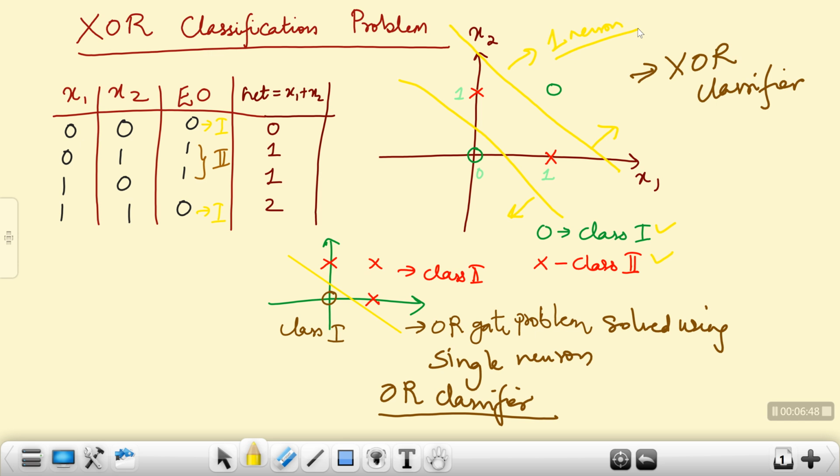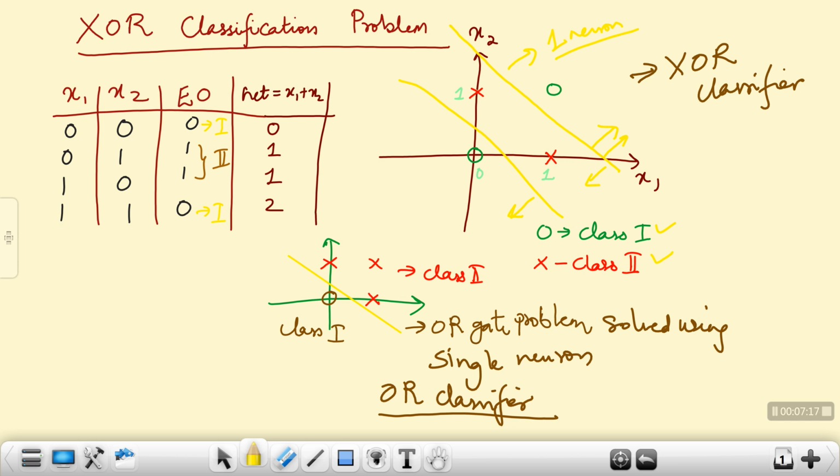But the point here which you all need to keep in your mind is that the XOR classification problem cannot be solved by a single threshold neuron. Why am I calling it a threshold neuron? Because it is a TLU which we are using here, or a signum function. Whatever is on one side of this line belongs to one class, and whatever is on the other side of that line belongs to another class.